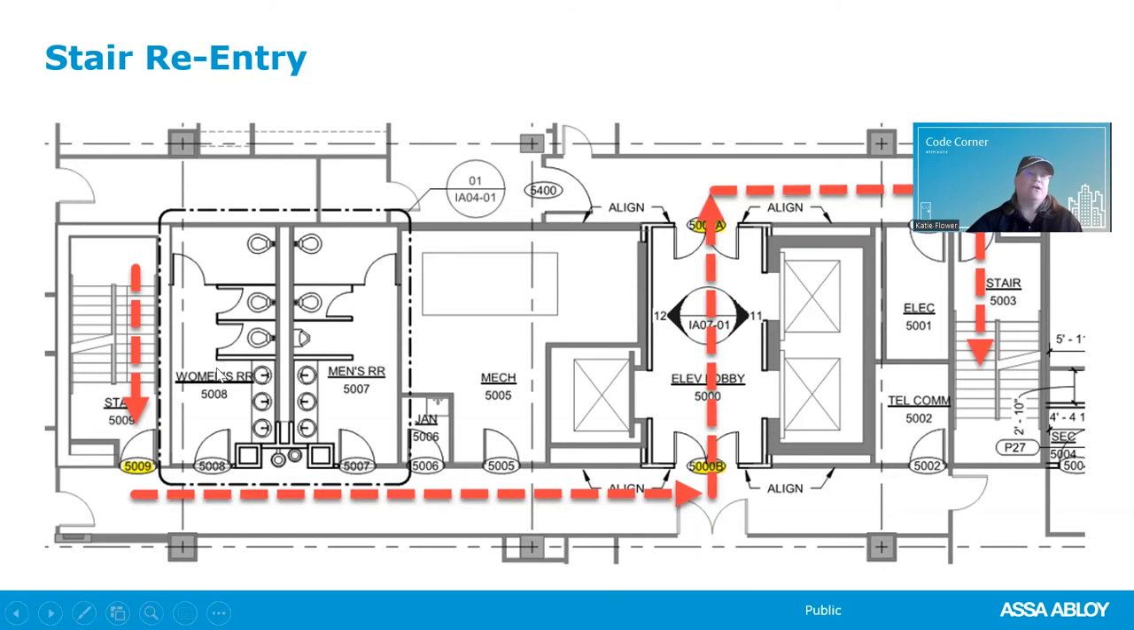But then you've got to look at your entire path of egress from that stair through the elevator lobby to reach another exit to continue your path down and out of the building. Understanding the egress side is so critical in applying the appropriate doors and hardware.